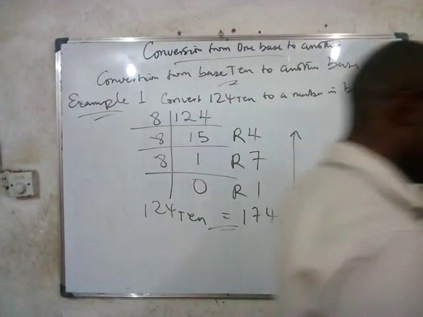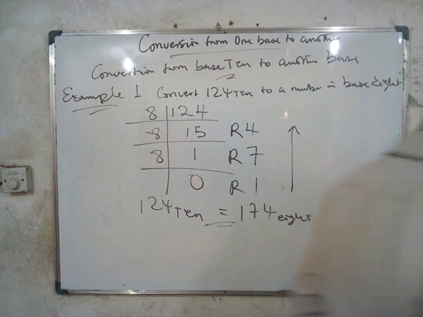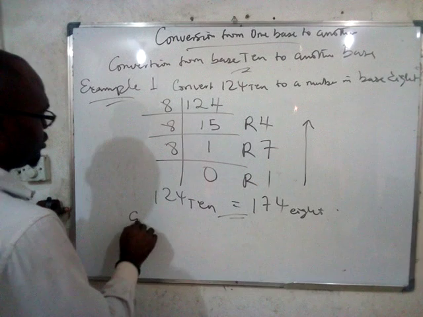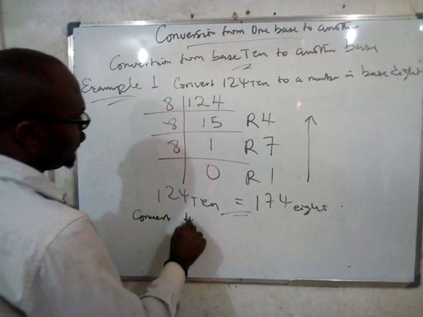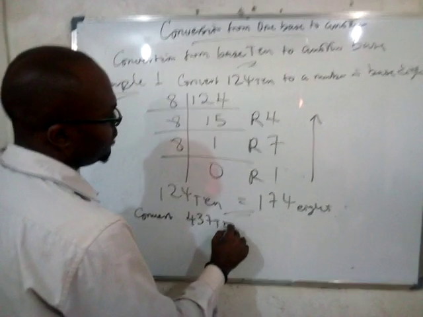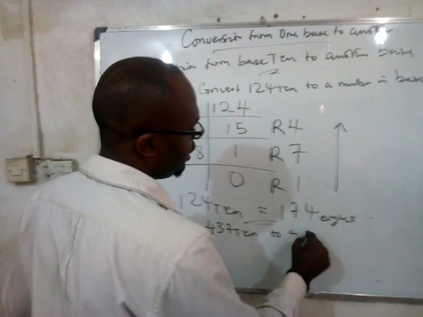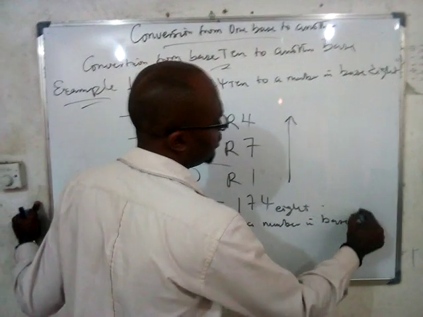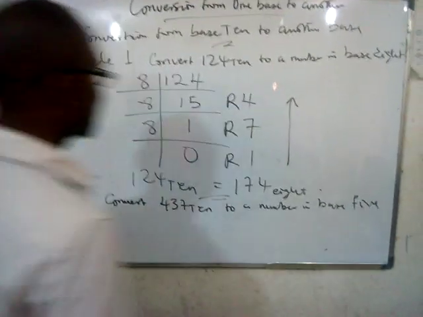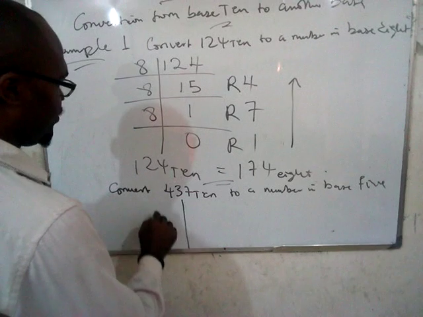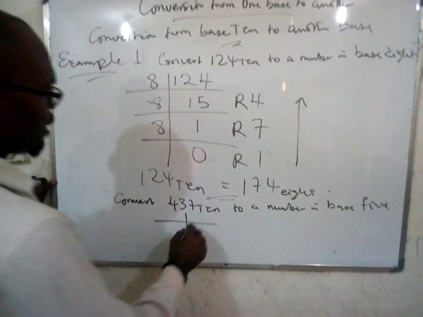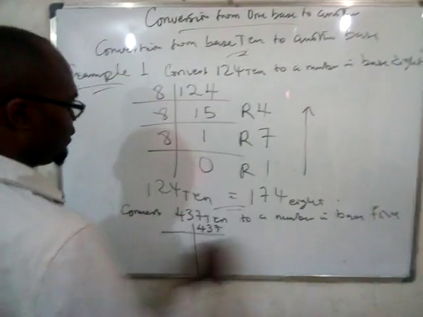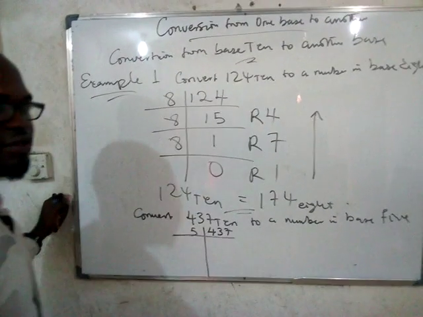We are going to take another example. Convert 437 base 10 to a number in base 5. Is that clear? So what do I write? I draw this for my continuous division, is it not? Yes. I now write 437. What do I divide with? 5, which is the base you want it to be in.